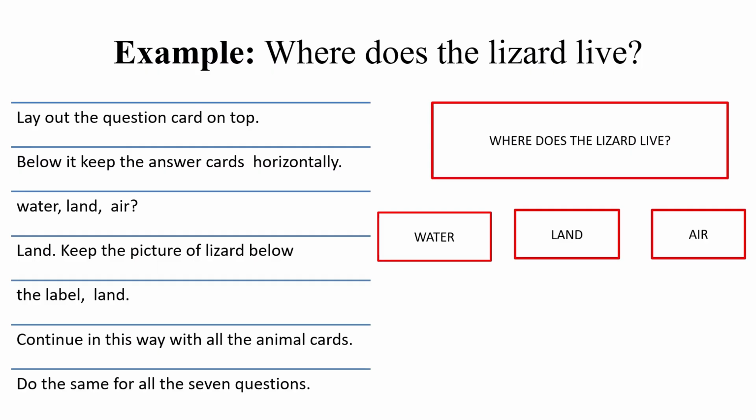Here's an example. Lay out the question card on top. Where does a lizard live? Below it, keep the answer cards horizontally. In water, land, air. Where does the lizard live? Land. Keep the picture of the lizard below the label land. Continue in this way with all the animal cards. Do the same for all the 7 questions.